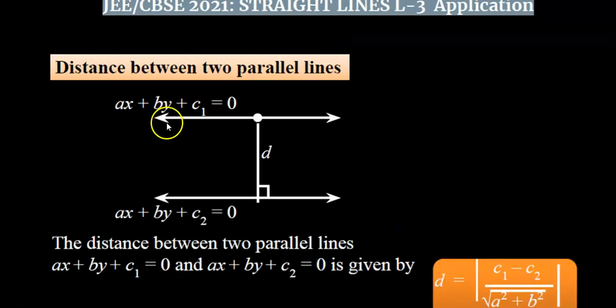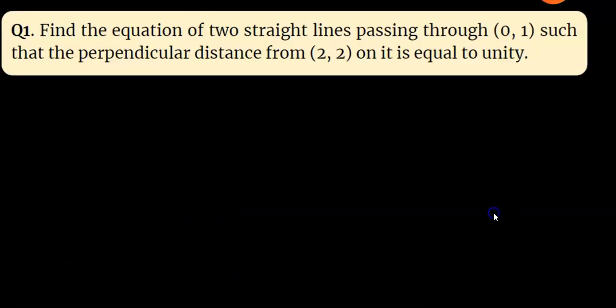The next formula is distance between two parallel lines. When you take two parallel lines like this, look at the equation of the two lines. They differ only in constant term. Both the x coefficient and y coefficients are the same in both the equations, only the constant terms differ, c1 and c2. Then the distance between the two parallel lines is given by the formula d is equal to modulus of c1 minus c2 divided by root of a square plus b square.